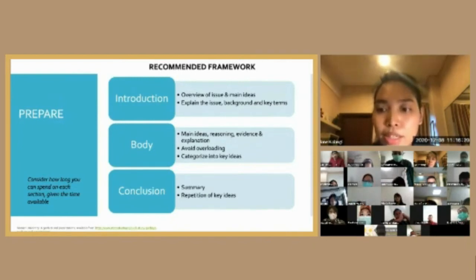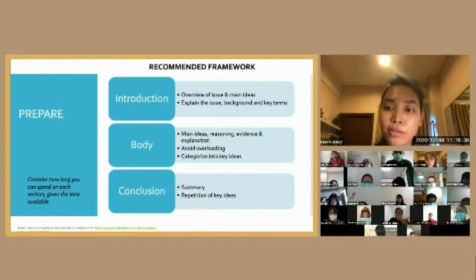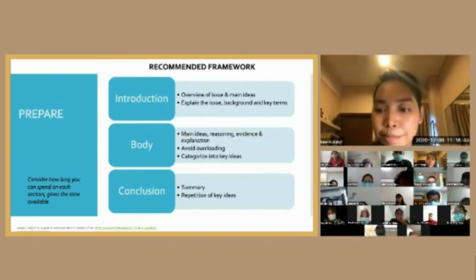The body section is where you want to elaborate more on your main ideas. It's where you want to mention the reasoning, the evidences to back up your ideas, and also the explanation behind it. Keep in mind not to overload your audiences with information, and you can do that by categorizing your ideas into key ideas, or later on in the poster you can use some bullets or numberings.